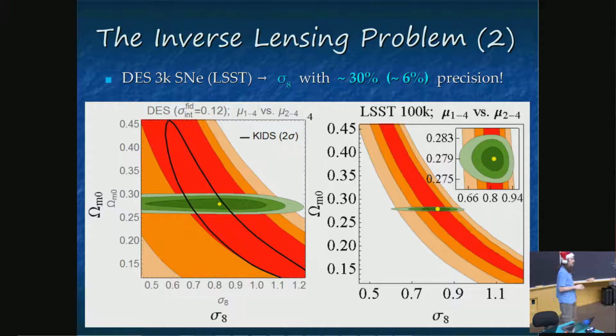Yeah, it's just the supernovae part. It's just the background expansion part, right? So the new information is just the red, what I'm proposing here.